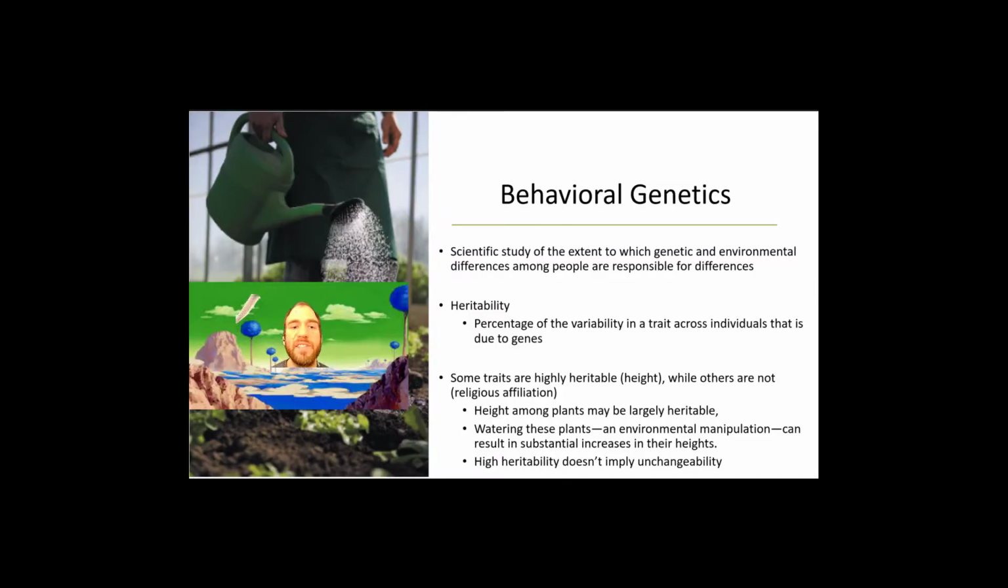Behavioral genetics is the scientific study of the extent to which genetic and environmental differences among people are responsible for differences. Heritability is the percentage of the variability in a trait across individuals that is due to genes. Some traits are highly heritable, such as height, while others are not, such as religious affiliation. Height among plants may be largely heritable, however, watering these plants and environmental manipulation can result in substantial increases in their heights. High heritability doesn't imply unchangeability.